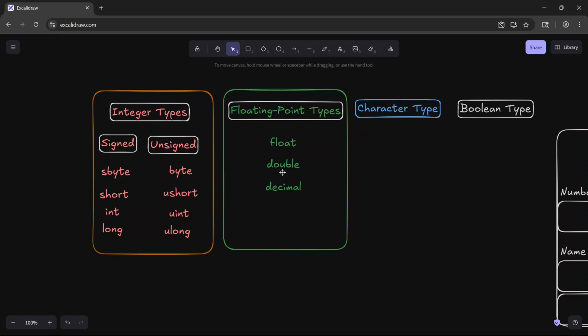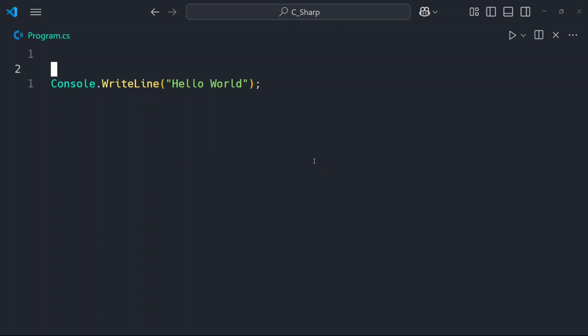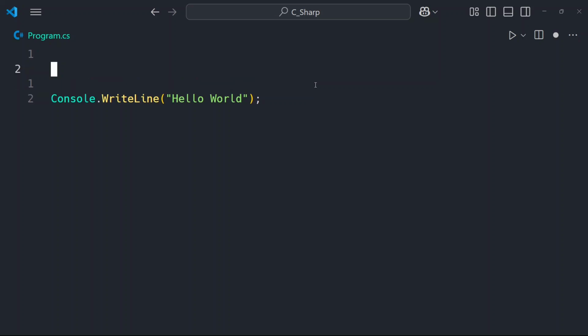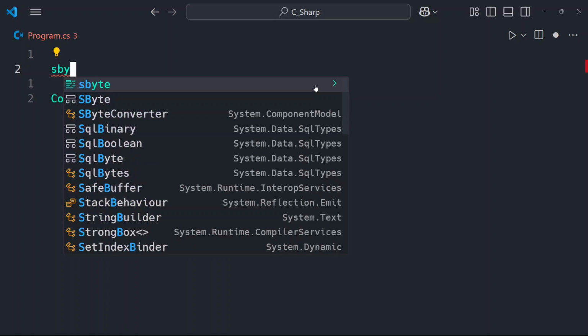Integers are exactly what they sound like, whole numbers. They can be divided into, well, I already talked about that, signed and unsigned. So let's start with sbytes.